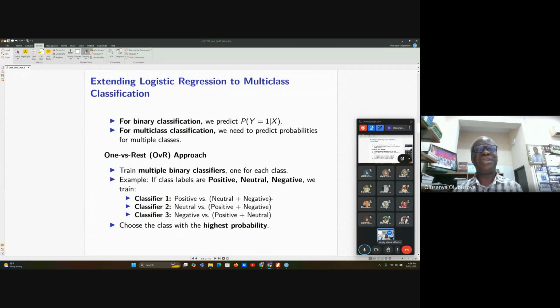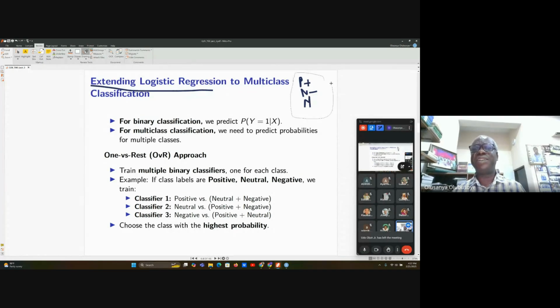So we can now extend the logistic regression to when you have more than 2 categories. So that's what we want. Supposing in the sentiment issue, you have 3 categories. The logistic regression can also be extended to a situation where you have positive, negative, and maybe neutral. So you now have 3 categories.